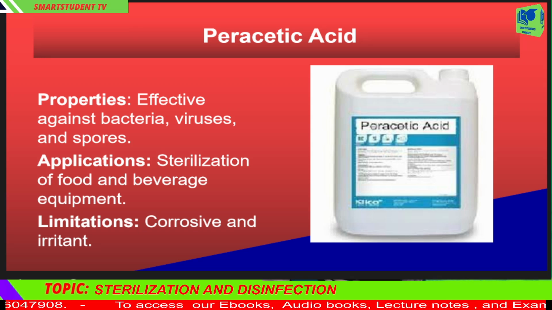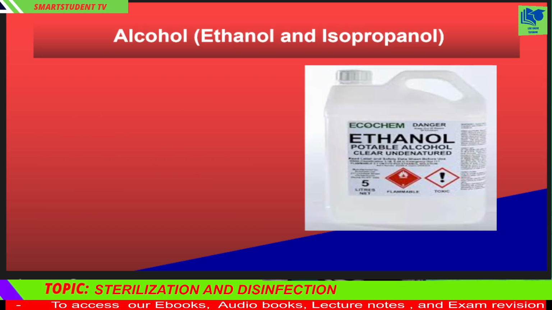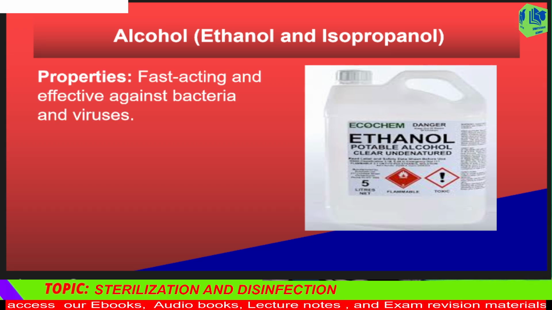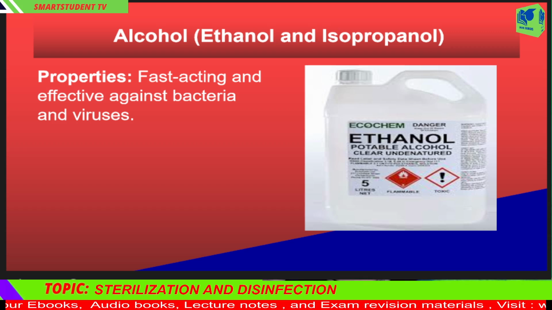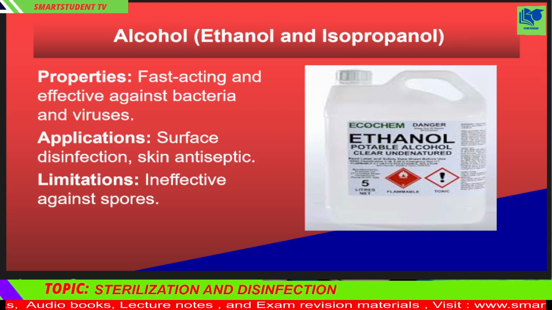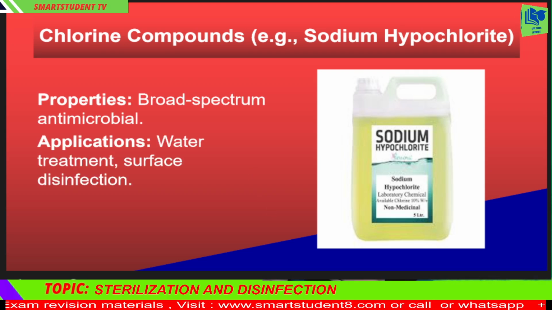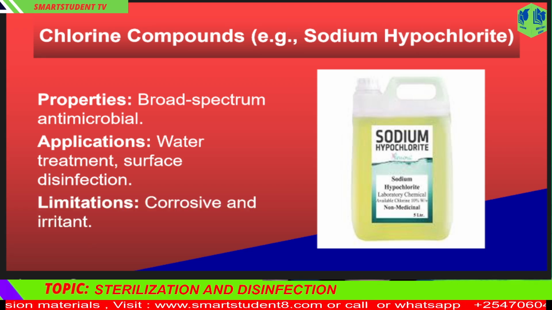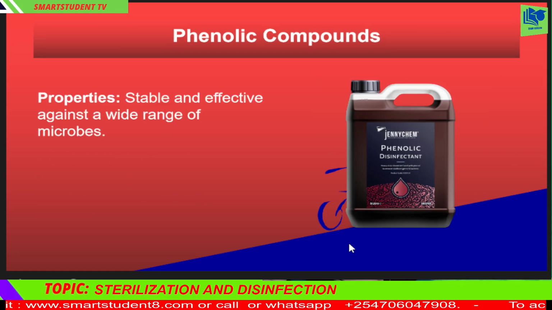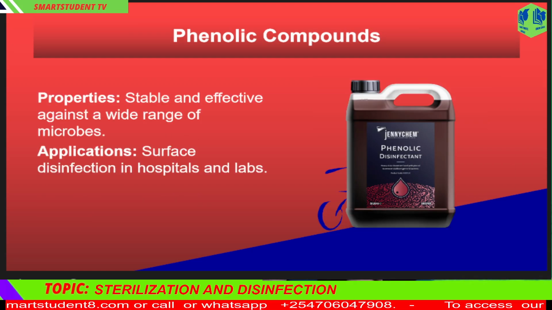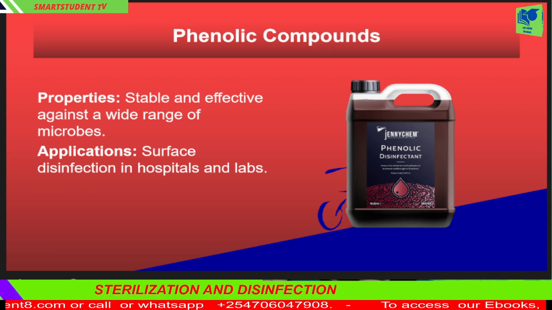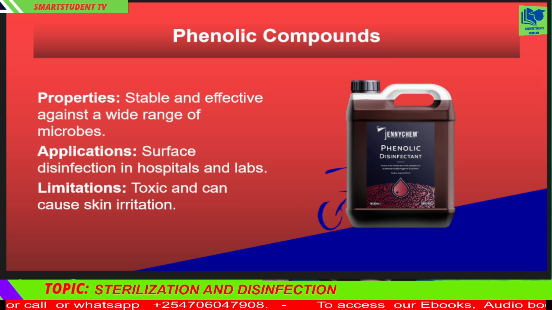6. Alcohol, ethanol, and isopropanol. Alcohol is a quick-acting disinfectant most commonly used as a hand sanitizer and for surface cleaning in many facilities, usually at a 70% concentration. However, alcohol doesn't kill spores. 7. Chlorine compounds. Chlorine compounds are broad-spectrum disinfectants mostly used in water treatment. Chlorine is, however, very corrosive. 8. Phenolic compounds. Most phenolic compounds are stable and effective disinfectants mostly used for cleaning hospital surfaces. However, they irritate skin.